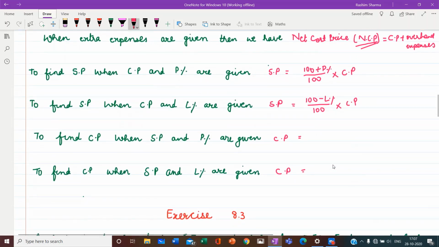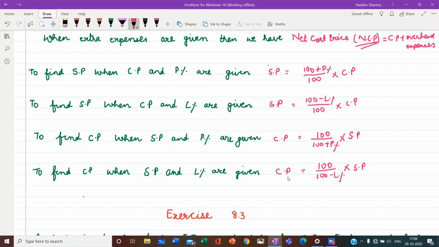Next is when you are given SP, but we have to find CP. When SP and profit percent are given, how will we calculate it? We write 100 upon (100 plus profit percent) into SP, because SP is given, so we multiply SP. In the same way, when we are given loss percent, we write 100 upon (100 minus loss percent) into SP. So please learn these formulas: when CP and profit percent are given, CP and loss percent are given, SP and profit percent are given, and SP and loss percent are given.